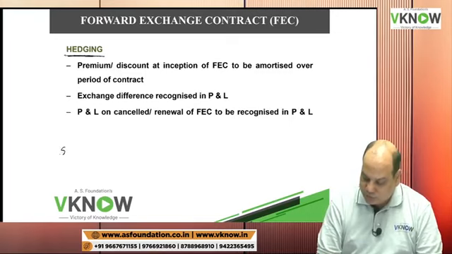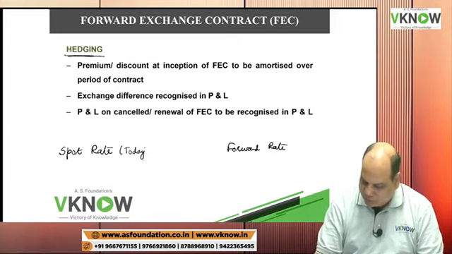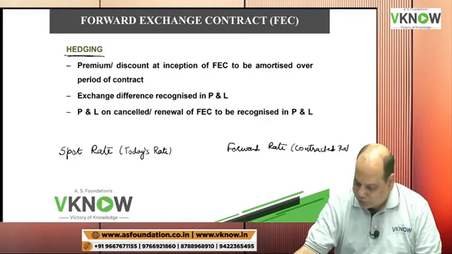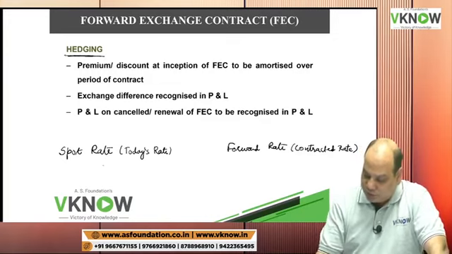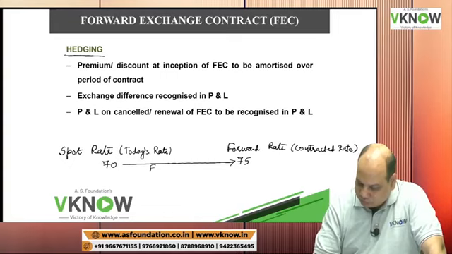So suppose spot rate and forward rate. Spot rate means today's rate. Forward rate means contracted rate. Contracted rate means rate at which forward contract is entered into. So today's rate is suppose 70 and forward rate is 75. So this is called forward premium.